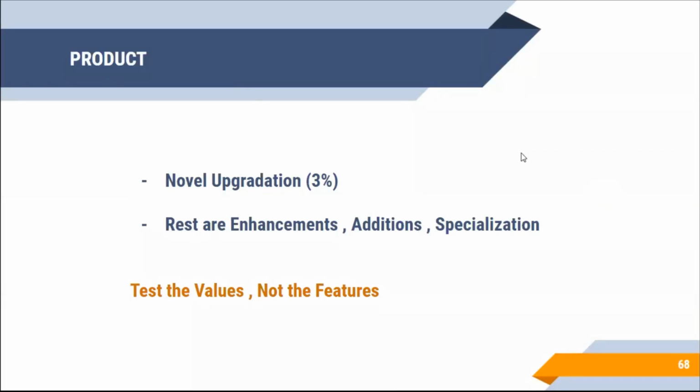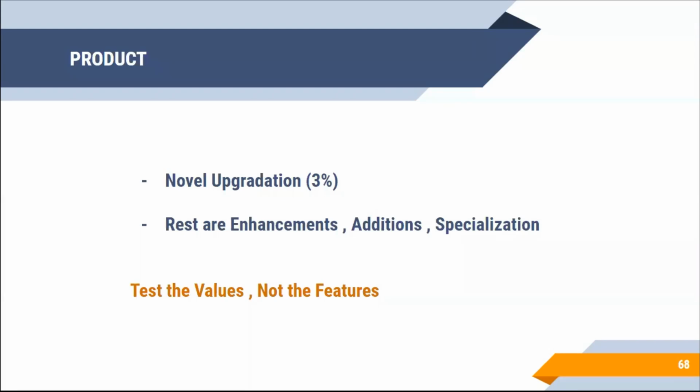And whatever product or innovation idea you are going to develop, it should be a novel thing. Novel means very new. Out of 100 products, only 3% are very novel. The rest are all enhancements, additions, and specializations. What do I mean by that? Every month we have a lot of new mobile phones. Mostly they have enhancements, like increasing the RAM, increasing the camera specs. All are enhancements, not a real invention or novel upgradation. Only very few mobiles go with novel upgradations.